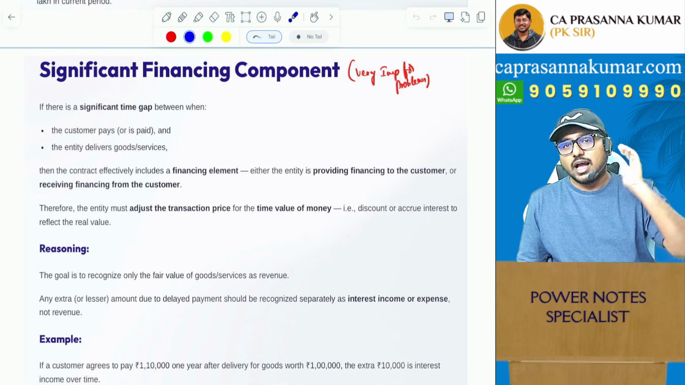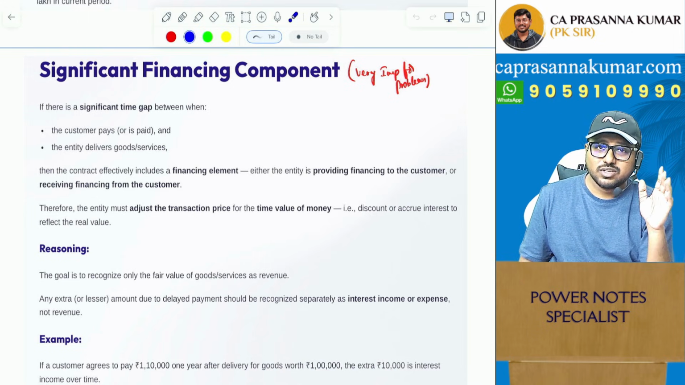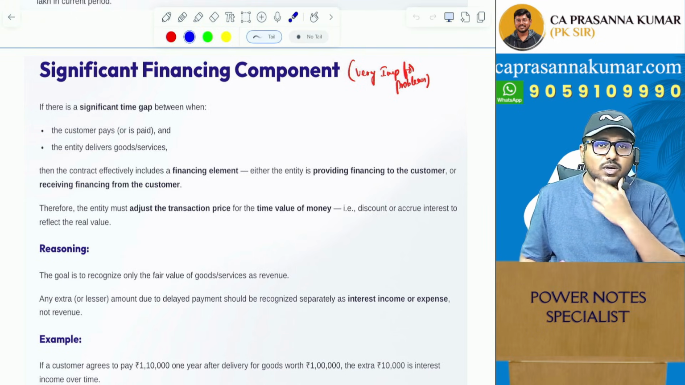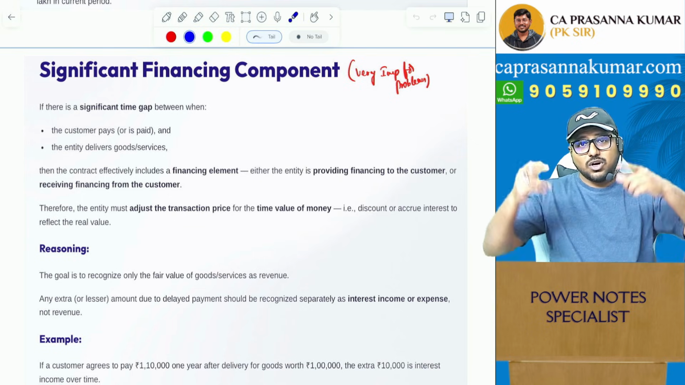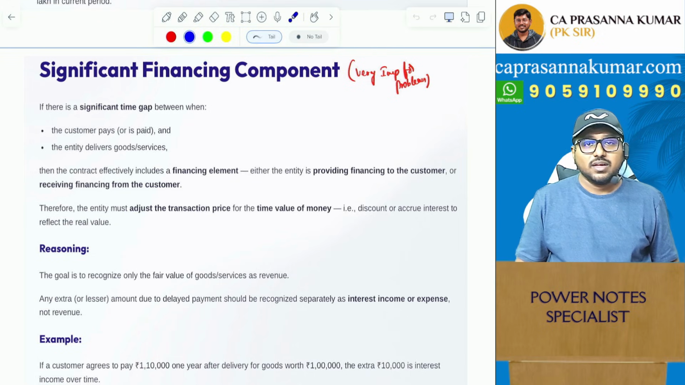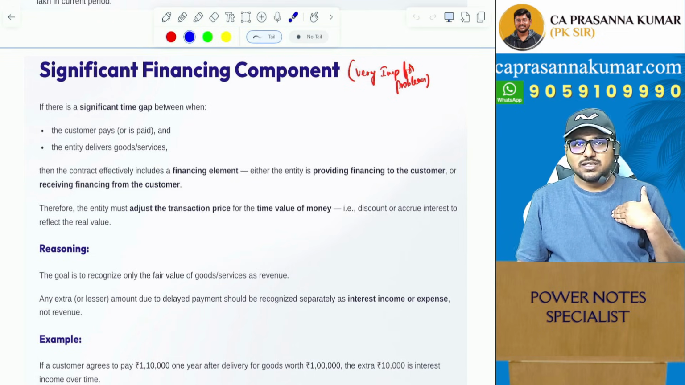Similarly, I provide services for a period of 3 years. But for the 3 years, the customer has paid in advance today itself. Full payment is done today itself. Which means in this case, you have paid me early. You understand the point? If you have paid me 3 years early, definitely I would have given you a steep discount, and that discount also includes a financing component because you are financing me as a customer.